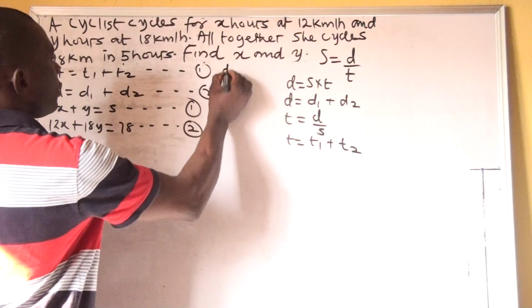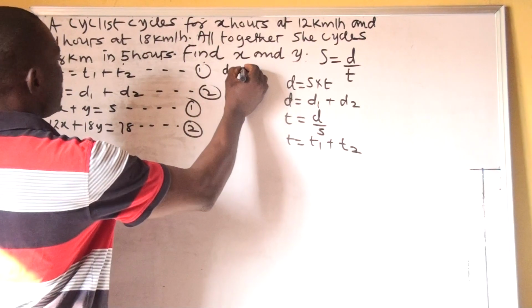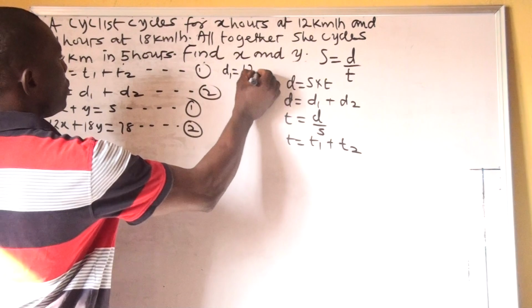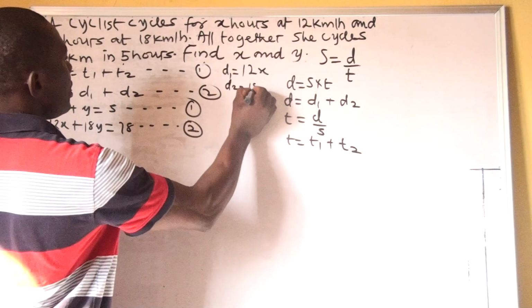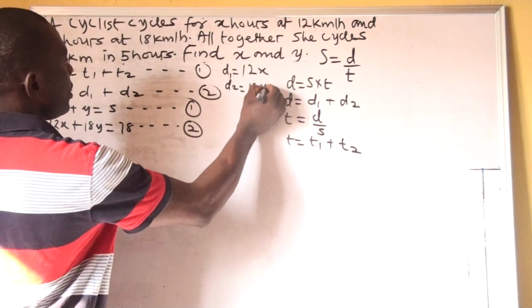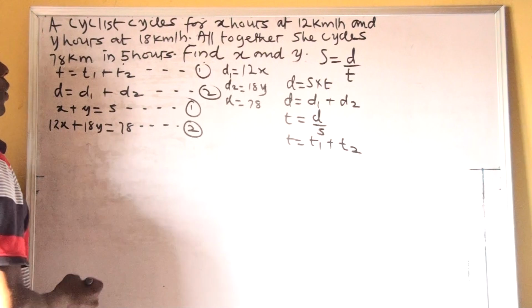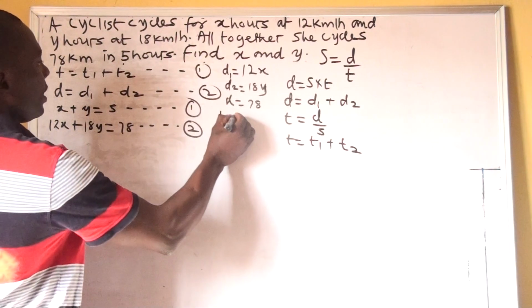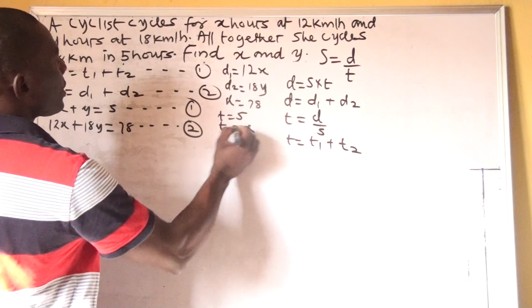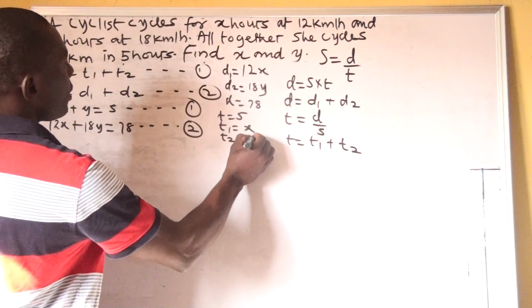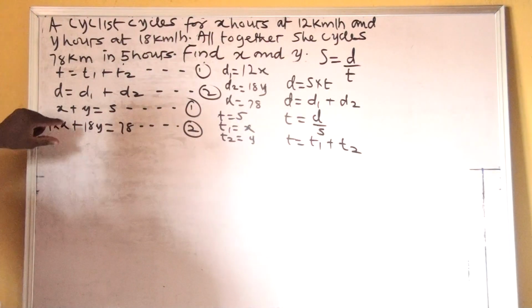So d1 is 12x, d2 is 18y, and d is 78 kilometers. Okay, then t is 5, t1 is x, and our t2 is y. All these will enable us to obtain our equations.